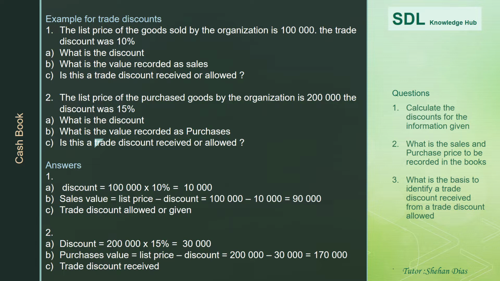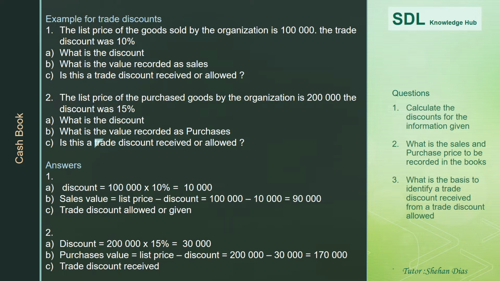We will look at some questions regarding trade discounts. First one: the list price of the goods sold by the organization is 100,000. Trade discount is 10%. A, what is the discount? B, what is the value recorded as sales? And finally, is this a trade discount received or allowed? So the answer to the first question: the discount is calculated as 10% of 100,000. So the discount will be 10,000.